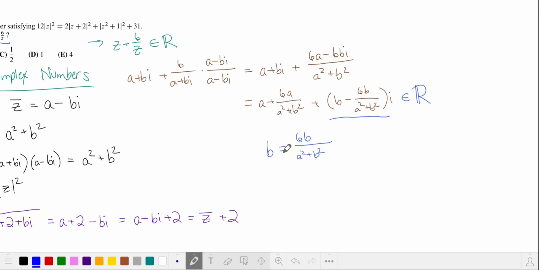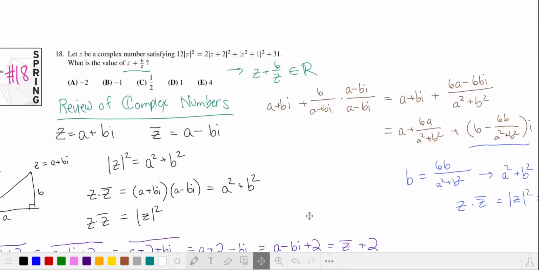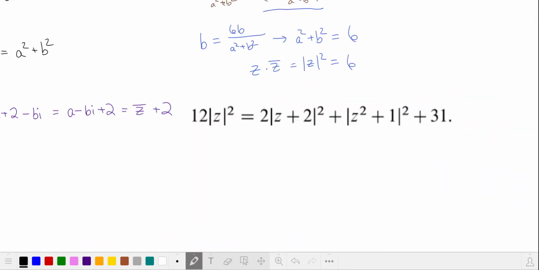Let's take this equation, divide both sides by b, and multiply by a squared plus b squared. We have a squared plus b squared is equal to 6. This is the square of the magnitude of z. It's also equal to the product of z and its conjugate. We can use this now in the equation they gave to us. Let's go ahead and make this substitution.